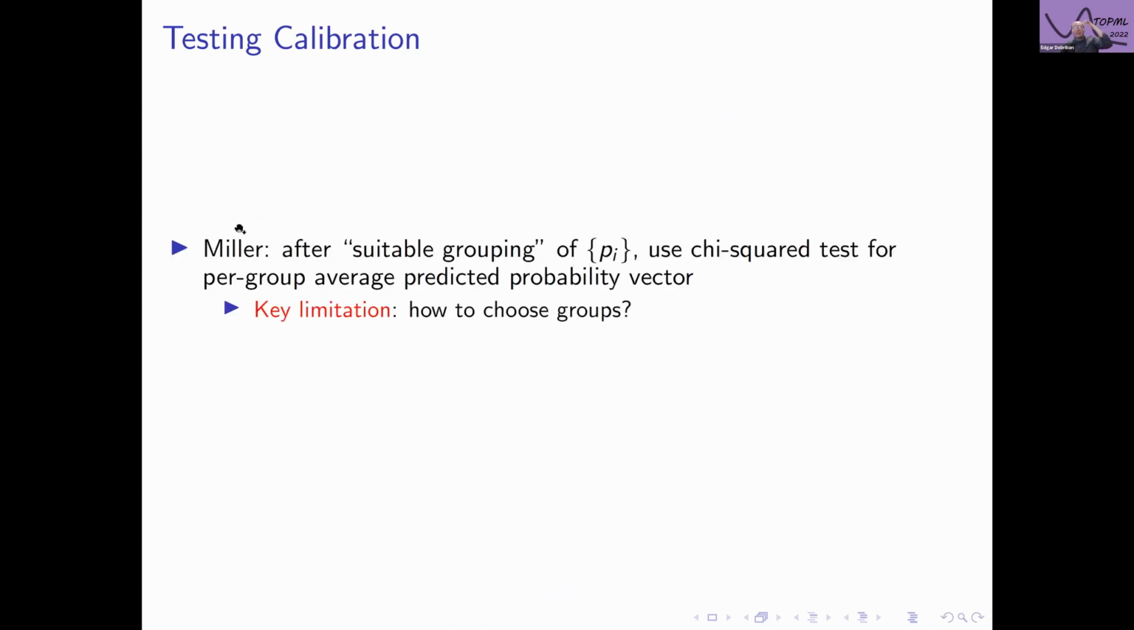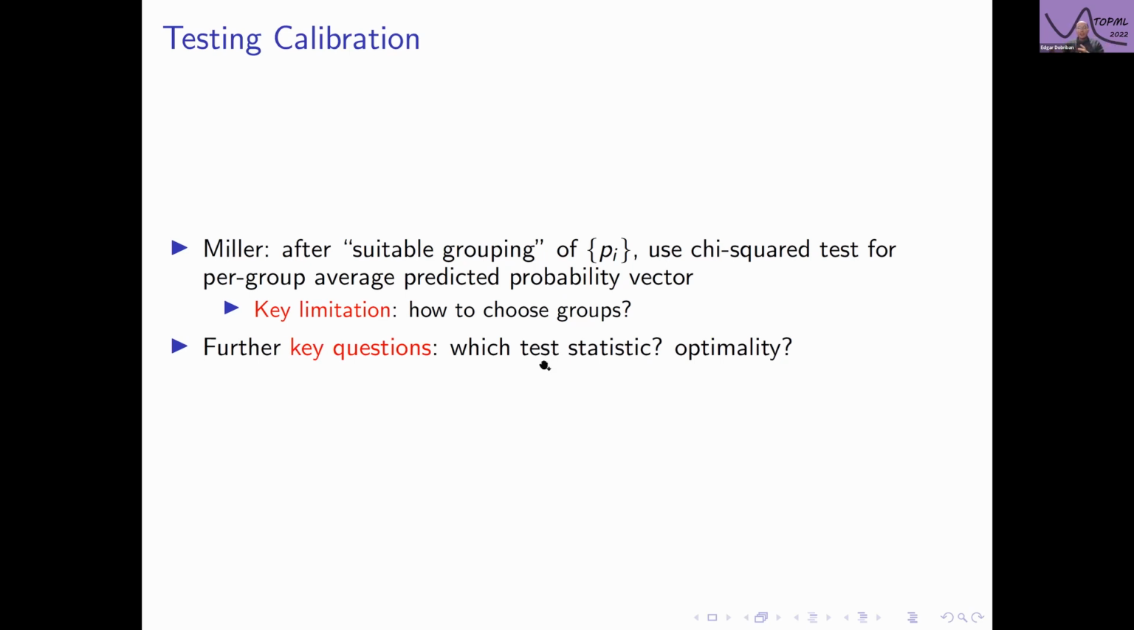So the other well-known approach in the area is that proposed by Miller, who suggested to group in some suitable way these success probabilities and then use the standard chi-square goodness of fit test for the per-group average predicted vector of probabilities. So I average the p_i in every group and then check the average probability against that average. It's well known that it has a problem, which is how to define this grouping. Basically there is no good solution in the literature for this. So those are the existing methods and their limitations.